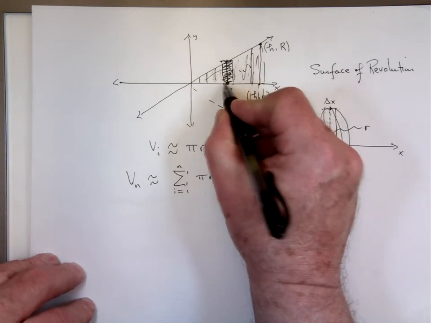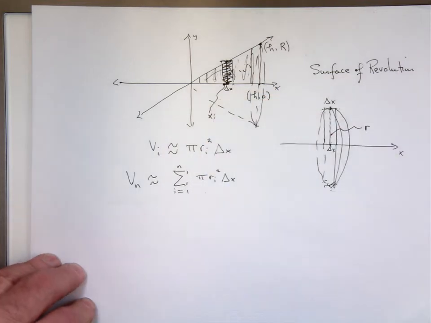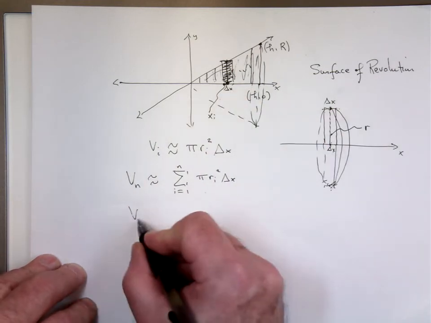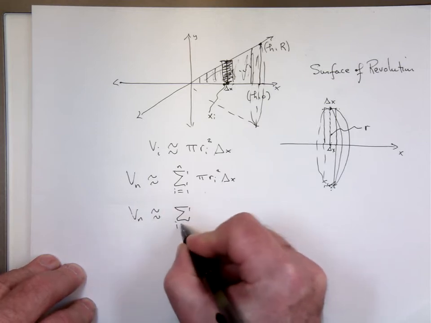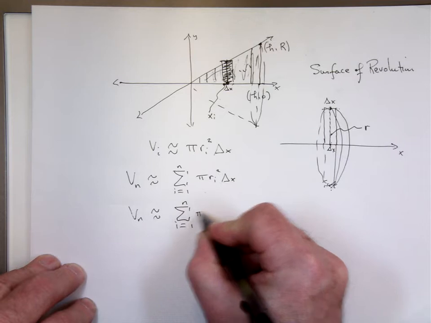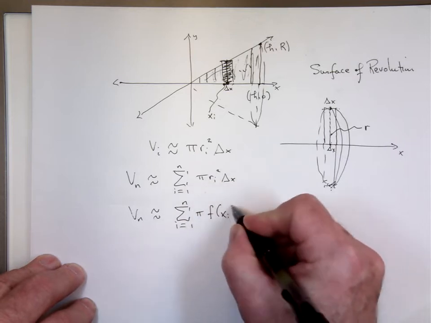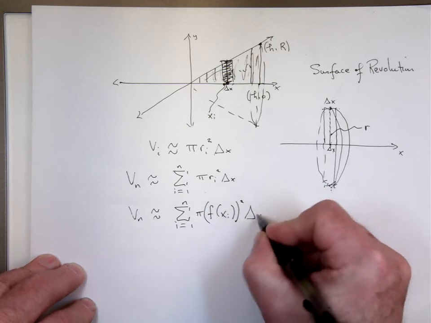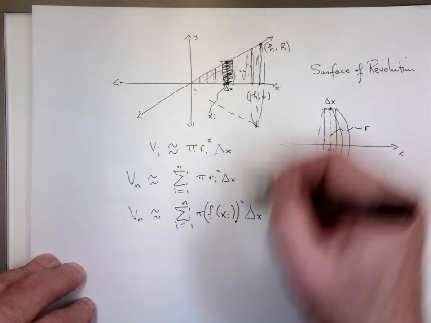I'm going to call this x coordinate x sub i. This is the ith volume. So here's what we have. Our volume is approximately the sum of all these volumes of pi. And now what's this radius? It's the value of the function squared, times delta x. The value of the function is this height, that's the r, and we have to square it.